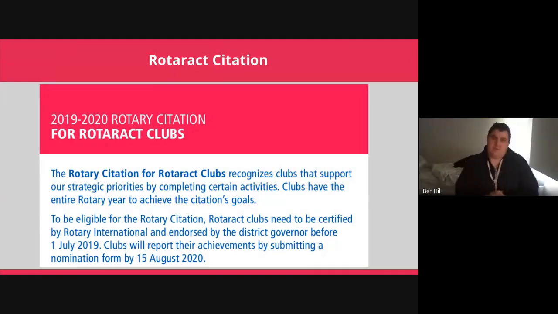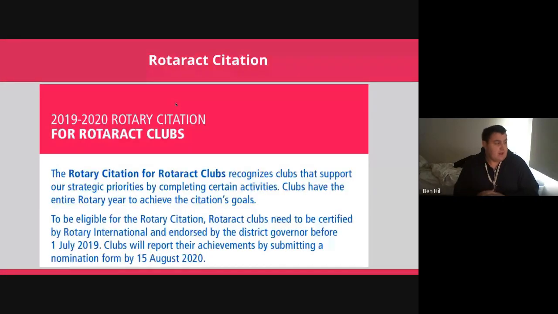Alrighty. So a Rotaract citation is an ability for your club to get recognition from Rotary International that you're supporting their strategic priorities by completing different goals throughout your year. So the 2020-2021 Rotaract citation isn't out yet. I believe it was delayed due to the coronavirus. So your current year has until the 15th of August to do theirs. But yeah, you should see some news from Rotary International on that over the next few months.